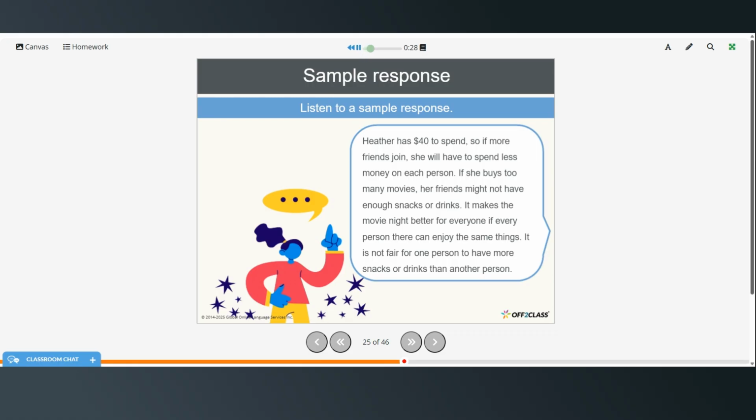Heather has $40 to spend, so if more friends join, she will have to spend less money on each person. If she buys too many movies, her friends might not have enough snacks or drinks. It makes the movie night better for everyone if every person there can enjoy the same things. It is not fair for one person to have more snacks or drinks than another person.